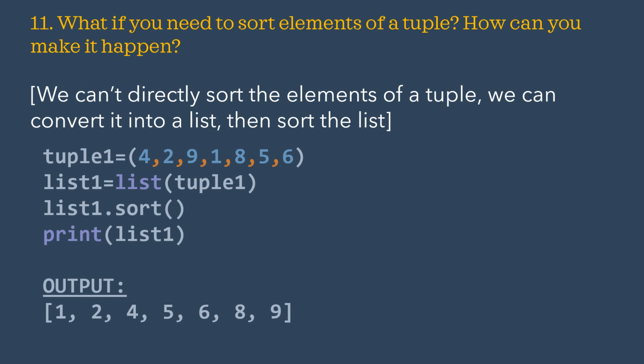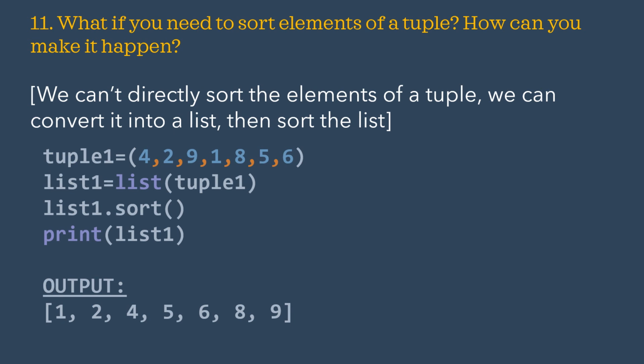Now what if you need to sort elements of a tuple? How can you make it happen? As you know, tuple is an immutable data type, so you cannot sort the elements directly in the tuple. So one thing we can do, we can convert a tuple into a list, then we can apply the sort method on this. Now let's say there is a tuple variable called tuple1 having values 4, 2, 9, 1, 8, 5, 6. And since it is a tuple, we cannot directly apply the sort method on this tuple.